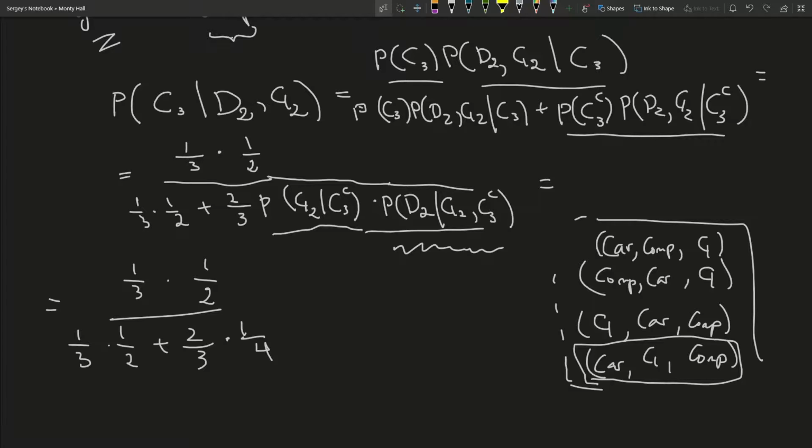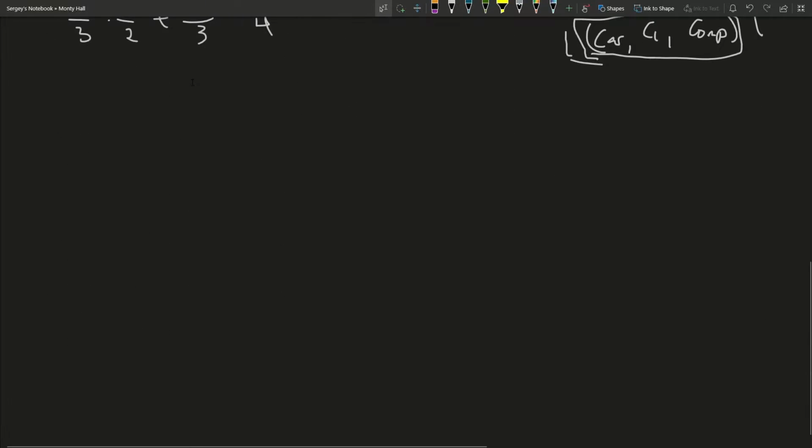Now Monty has to choose between door 3 and door 2. Door 2 contains the goat, door 3 contains the computer. Between those two, the prize we like the least is the goat prize, the prize behind door 2. So Monty is definitely going to open door 2. So that probability is 1. And simplifying this expression, we get 1/2. Now moving over to part B.